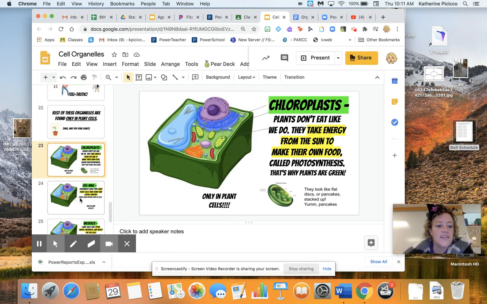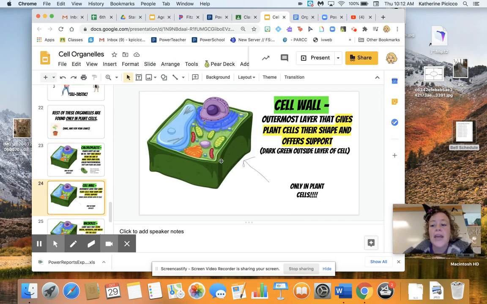Okay, the next one is the cell wall. And the cell wall, again, is only in plant cells. So if we look at this picture of the plant cell, you'll notice this kind of light green layer that we've already talked about. That's the cell membrane, right? We talked about how that lets things in and out of the cell. But an additional layer of protection in the plant cell is called the cell wall. And that's this dark green layer that's around the entire plant cell. And basically, this is really important because it helps give plants their extra shape and offers support.